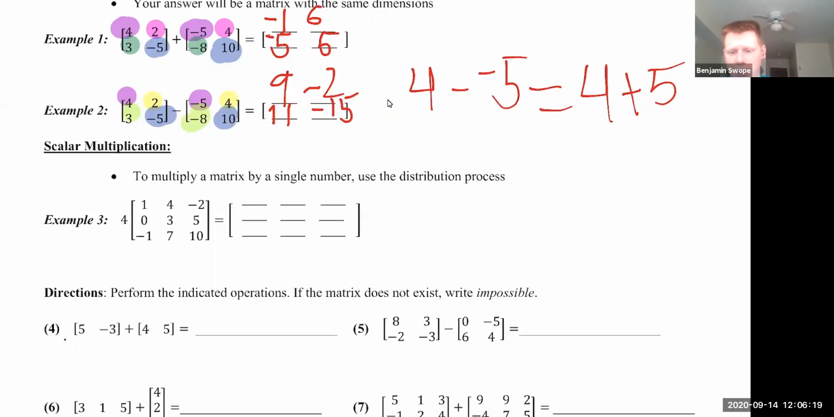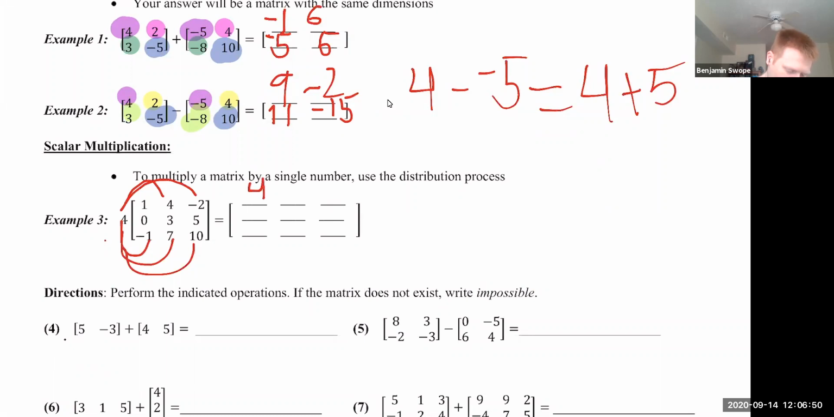Next thing we're going to be looking at is called scalar multiplication. If you have a number outside a matrix, like in example 3, that's really 4 times that matrix. So all you do is basically distribute, or multiply everything inside by that 4. So everything inside here, we're going to multiply by this 4. So for example, 4 times 1 would be 4.